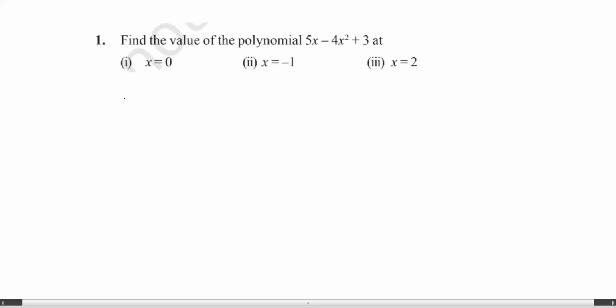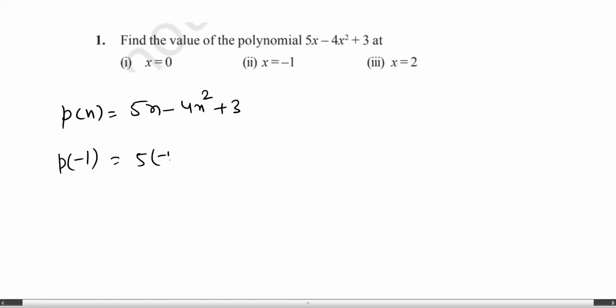Okay, this is the polynomial. You need to find out the value of the polynomial when x is equal to -1. This is p(x). p(x) means polynomial. Now putting the value of x as -1, you will get 5 into -1 and 4 into (-1) square plus 3. In place of x, we just put the value of -1. Now, Rima, what will you get if you multiply 5 with -1? Yes, you will get -5.